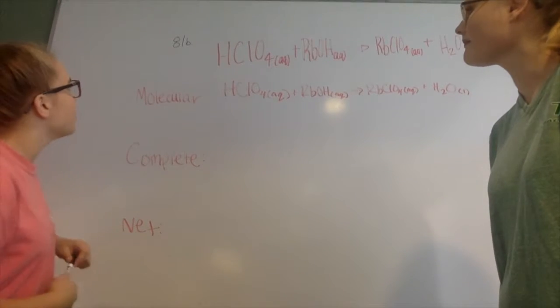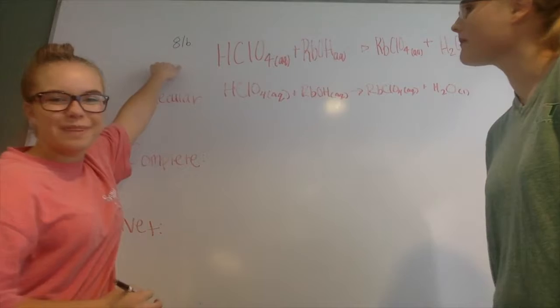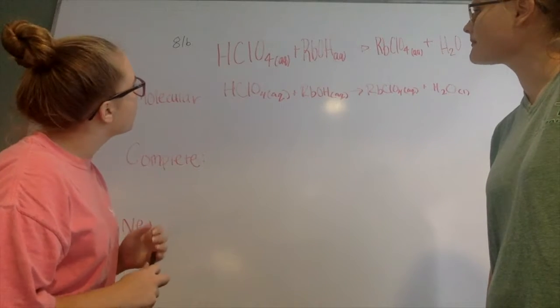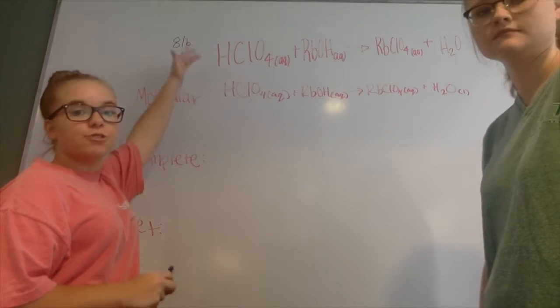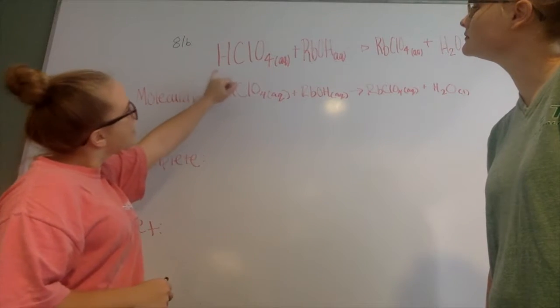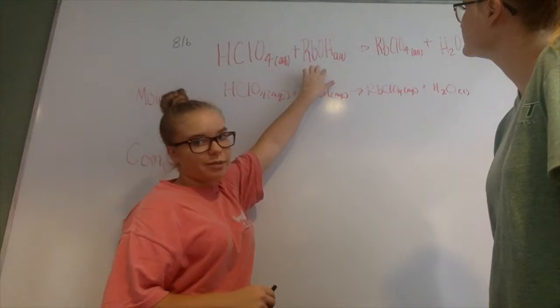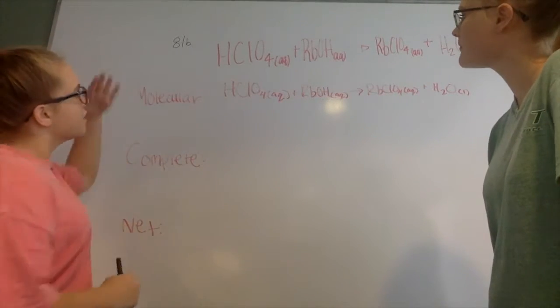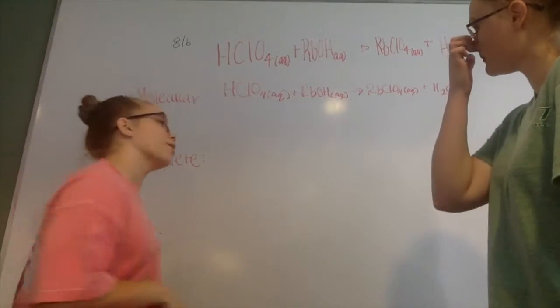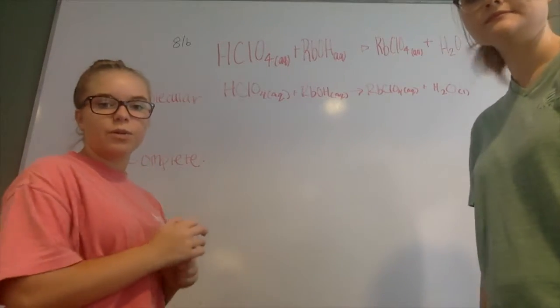This is our second problem. It's 81B. So first we classify what type of reaction it is, and it's a neutralization reaction. As you can tell, the H and the OH are going to react to form water, which is neutralizing the acid and the base, making water. So it is a neutralization reaction.